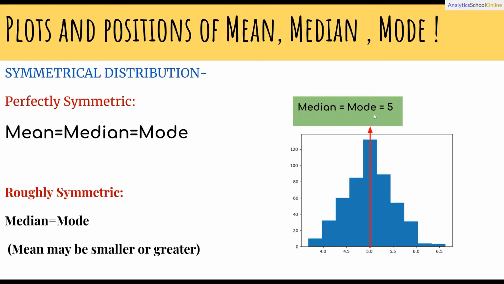But now there is a catch when the distribution is roughly symmetric. Roughly symmetric distributions actually have the same median and mode, because the median does not consider the values other than the halfway value, the value which comes in the center, and the mode, because this is a symmetric distribution, will always have the value with highest frequency in the center. So median and mode will obviously be the same value, but mean might be greater or smaller depending on the observations in your data set.